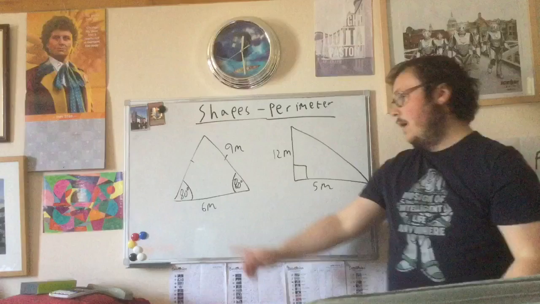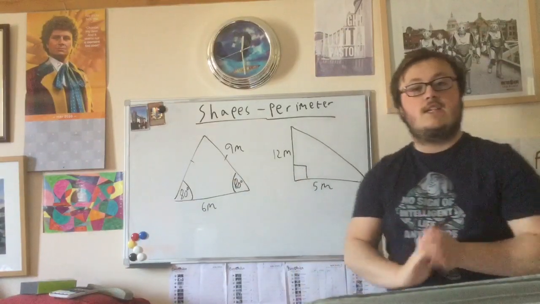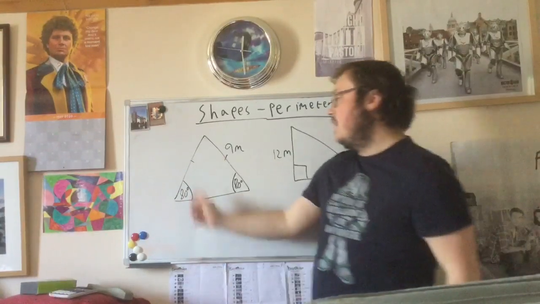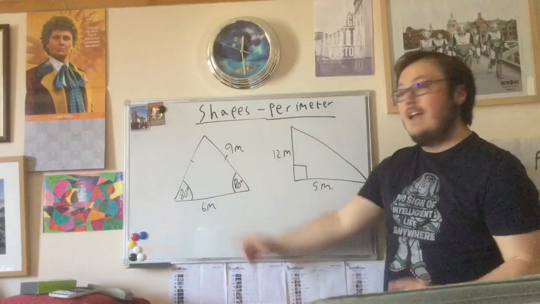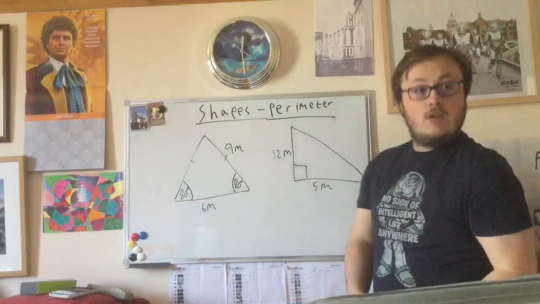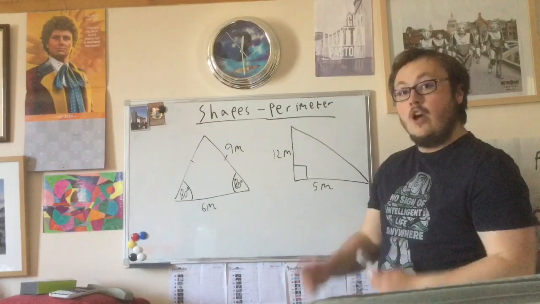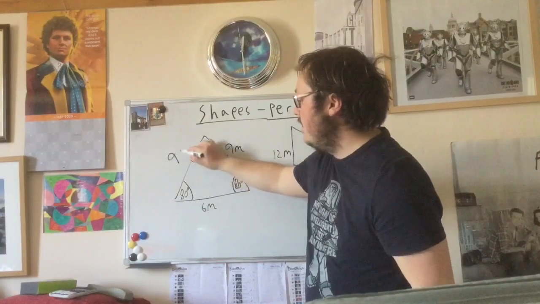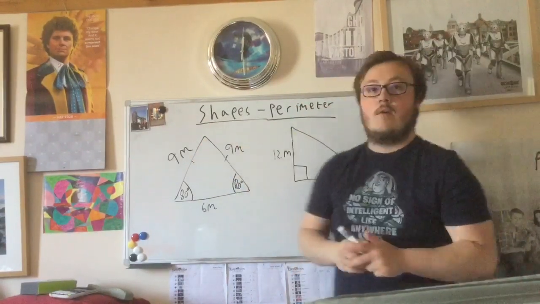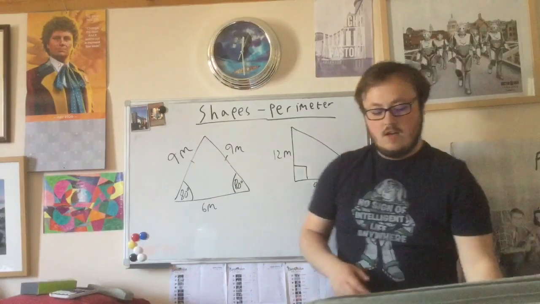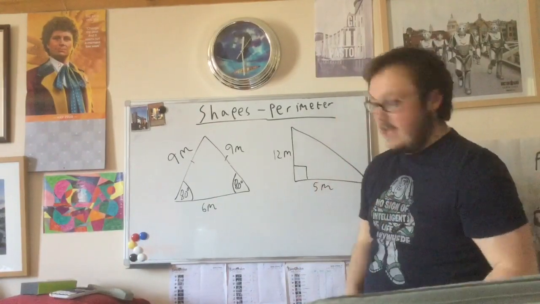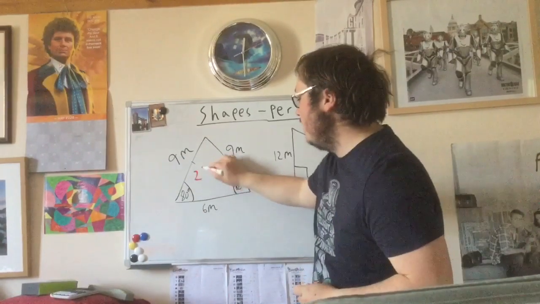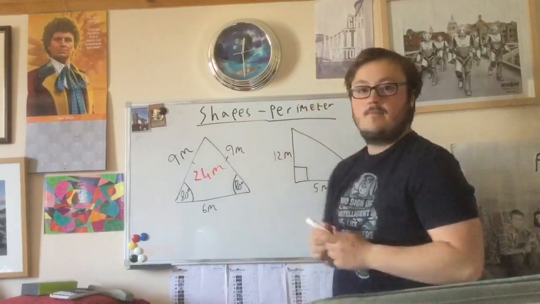Now for the first one, we can find this missing side thanks to these two lines or these two angles. Why? Because these lines tell us that the triangle is isosceles. When a triangle is isosceles, it means that two of the sides are the same. So if this side is 9, this side is also 9 meters. So now we can find the perimeter by adding them all together. 9 and 9 is 18. Add 6, that gives you a perimeter of 24 meters.